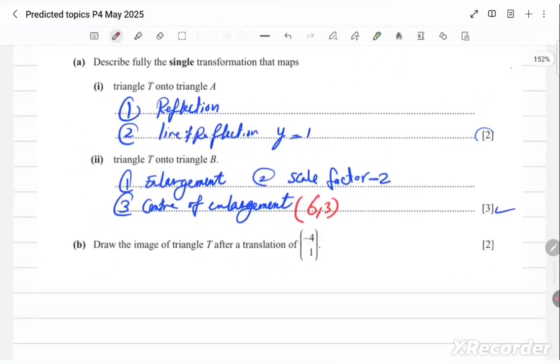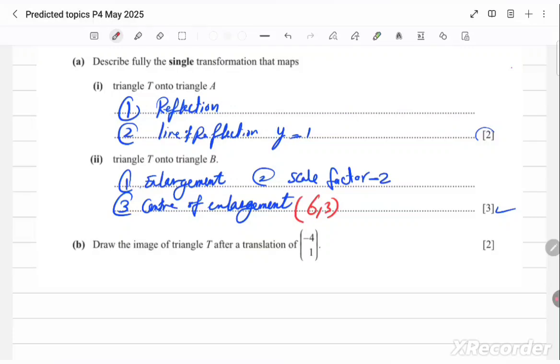So take care, usually when you have enlargement or rotation, you should write 3 points. So enlargement, scale factor, and then center of enlargement, this is 3 points. For rotation, you say the type of transformation is rotation, and then the center of rotation, and whether it's clockwise or anti-clockwise, 90 degrees, or 180. If it's 180, you don't have to say clockwise or anti-clockwise.